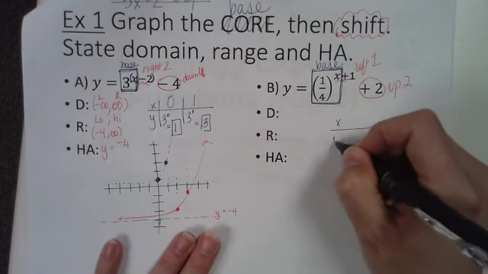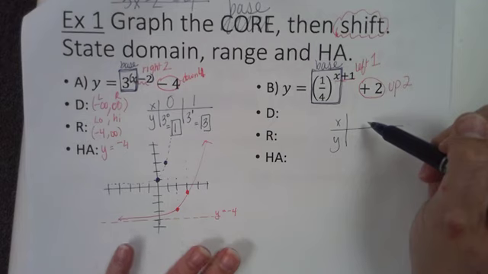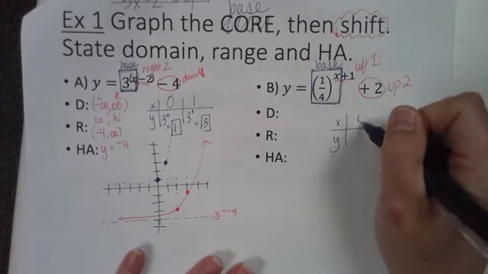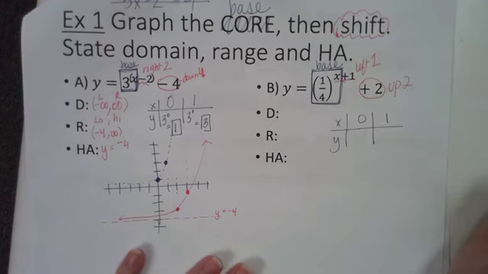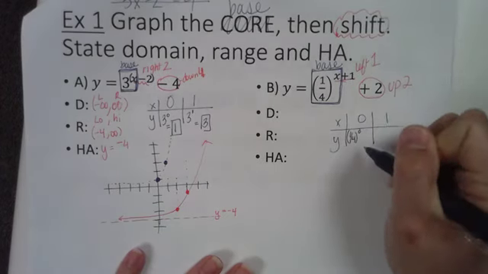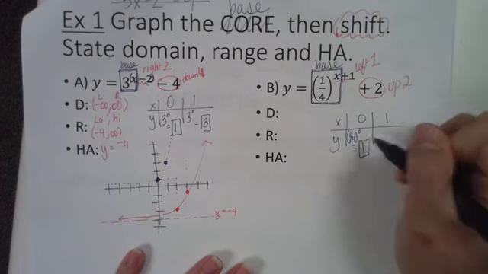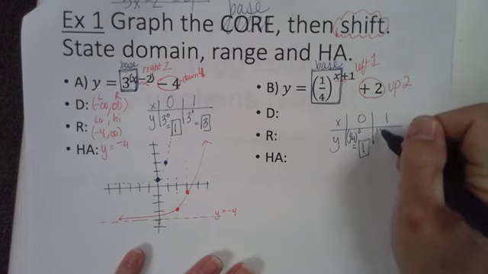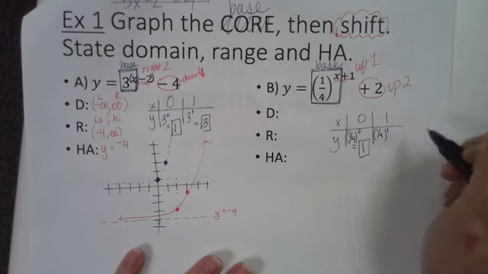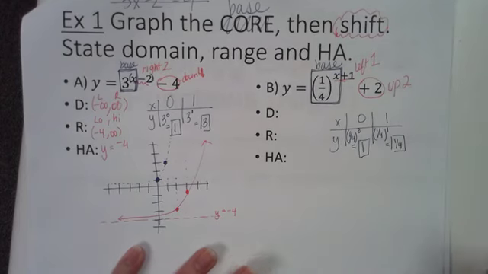Now we need some easy points to graph. What can I plug in for x? 0 and 1, for sure. What is 1/4 to the 0? 1. That was easy. What is 1/4 to the first power? 1/4. That was also easy.